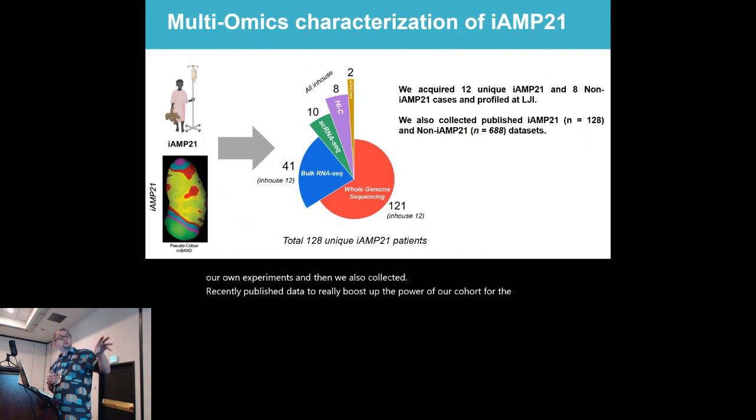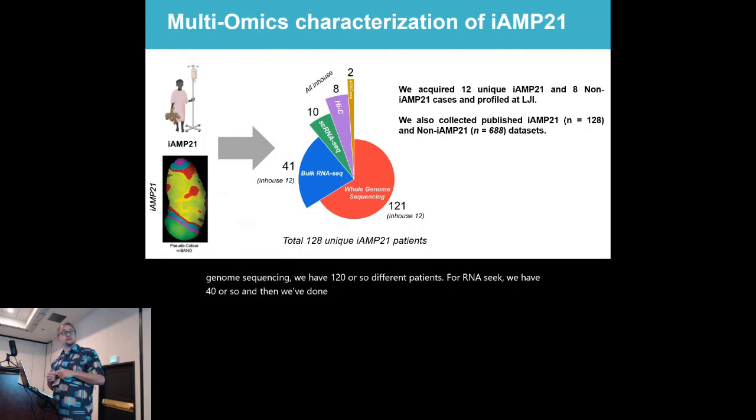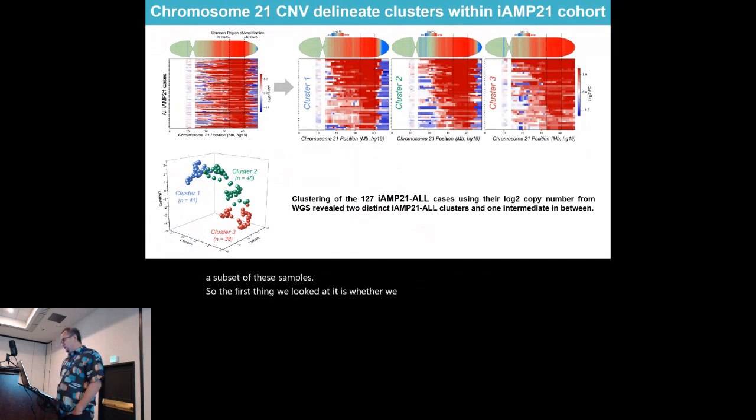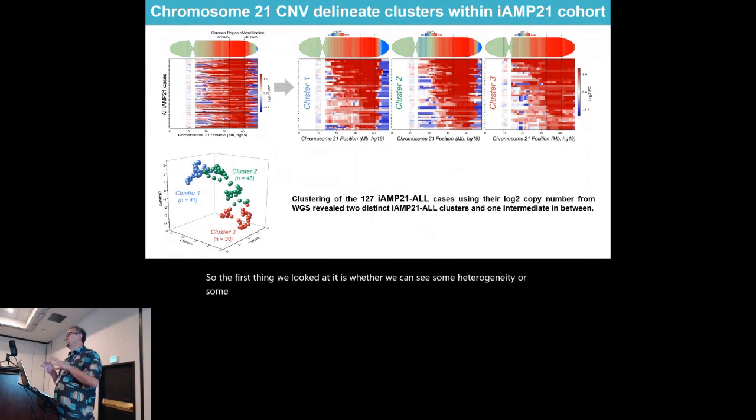For the whole genome sequencing, we have 120 or so different patients. For RNA-seq, we have 40 or so. And then we've done our own single-cell RNA-seq, Hi-C, and ATAC-seq on a subset of these samples. So the first thing we looked at is whether we can see some heterogeneity or some different subtypes within this subtype, essentially.